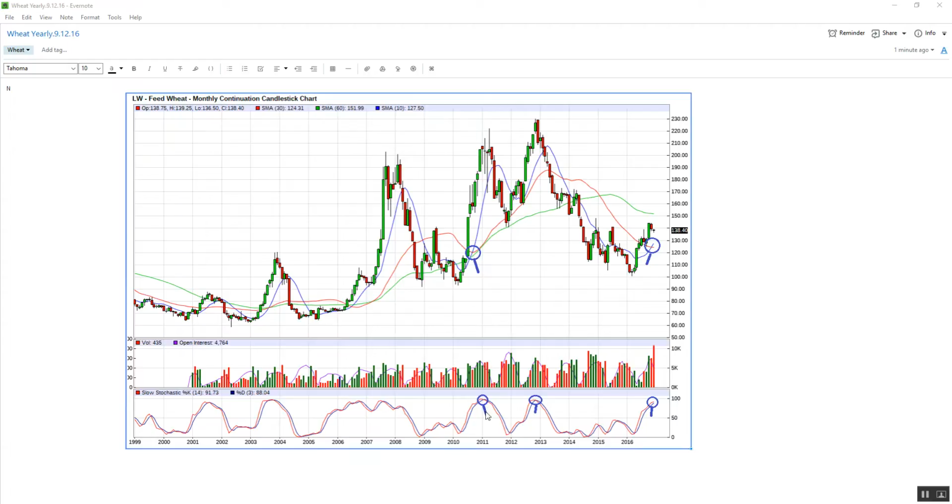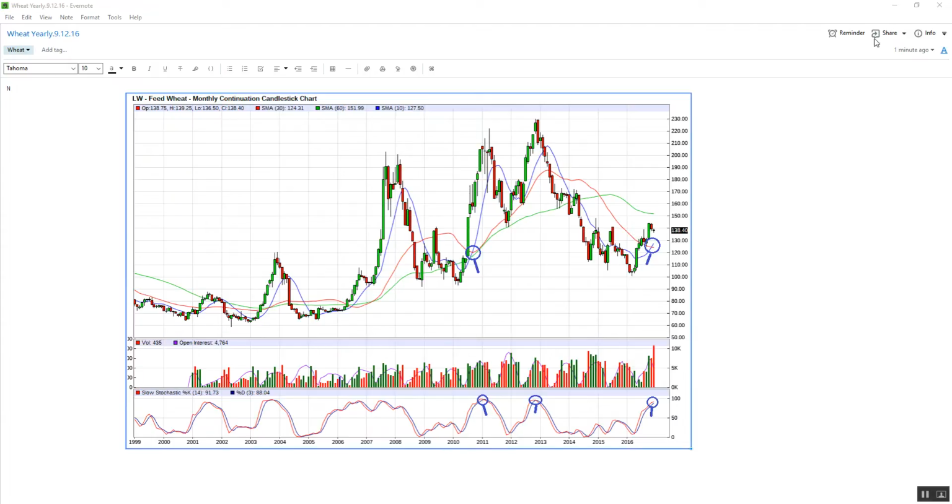But at the moment, on the short-term slow stochastic, we are heavily overbought, and you can see that we had a cross in 2011, 2013. At the moment we haven't got a cross, so we've got a short-term counter trend rally in place. Obviously the swing high here we've identified is 140, which is key, and that's what we're keeping an eye on.